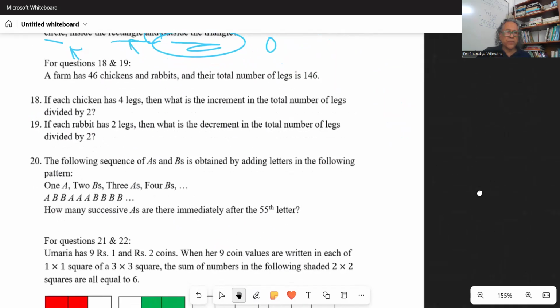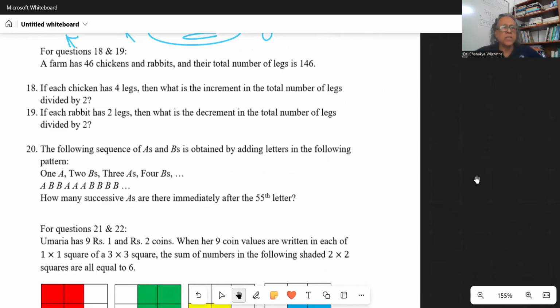Questions 18 and 19. Okay. 46 chickens and rabbits, and their total number of legs is 146, right?